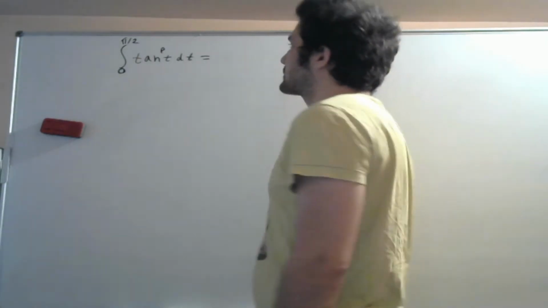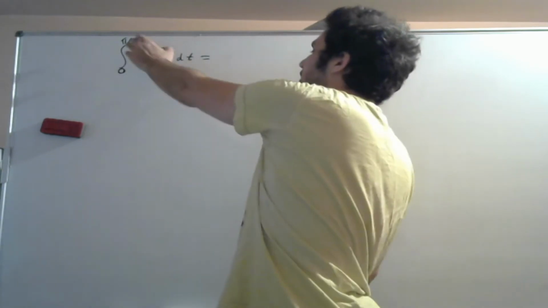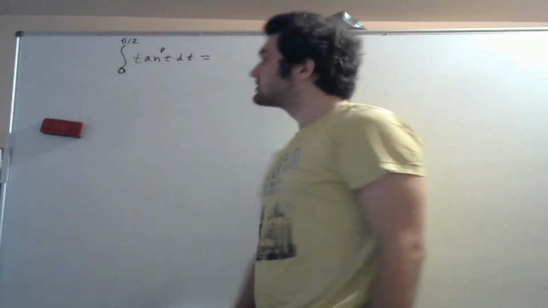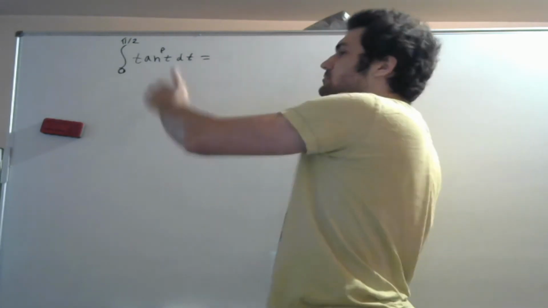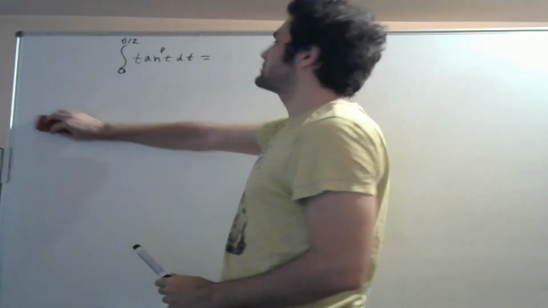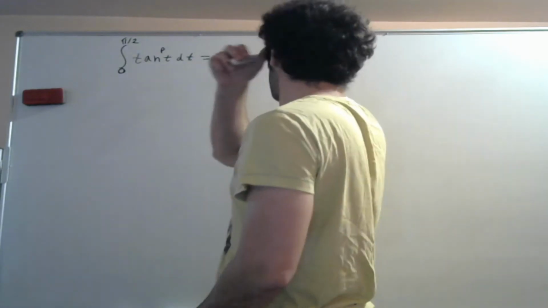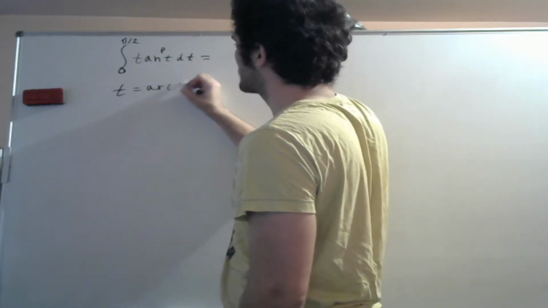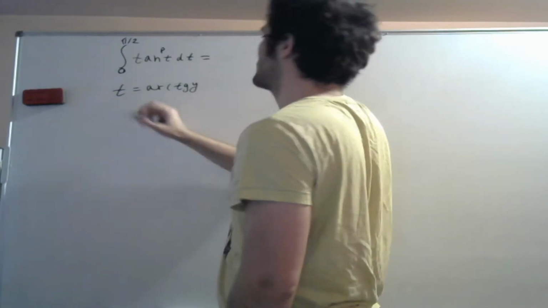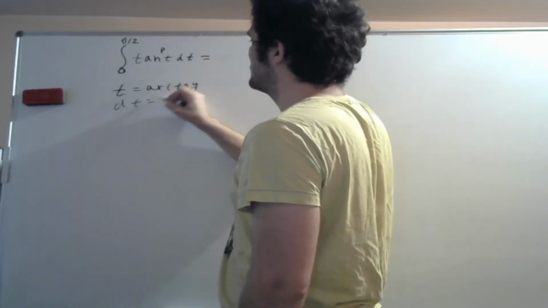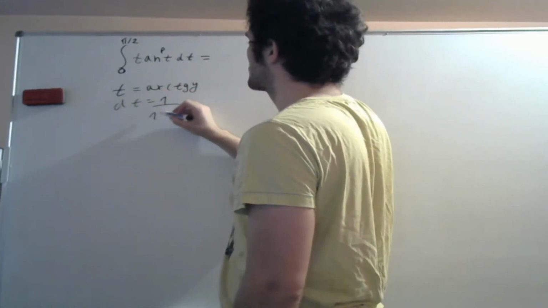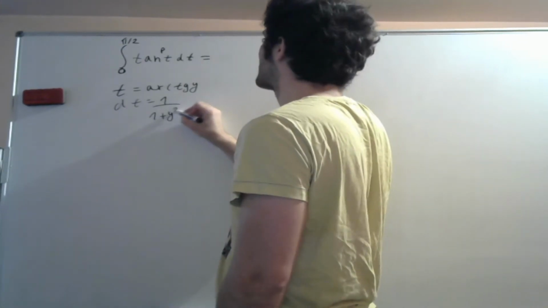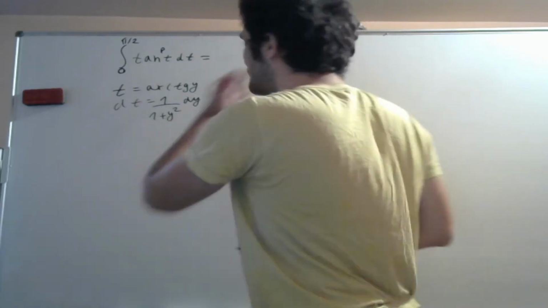In this video we will consider the integral from 0 to pi over 2 of tangent of t to the power of p dt. The first thing we should try to do is to get rid of this tangent. And how will we do that? We will introduce a substitution: t equals arctangent of y, so dt equals 1 over 1 plus y squared dy.